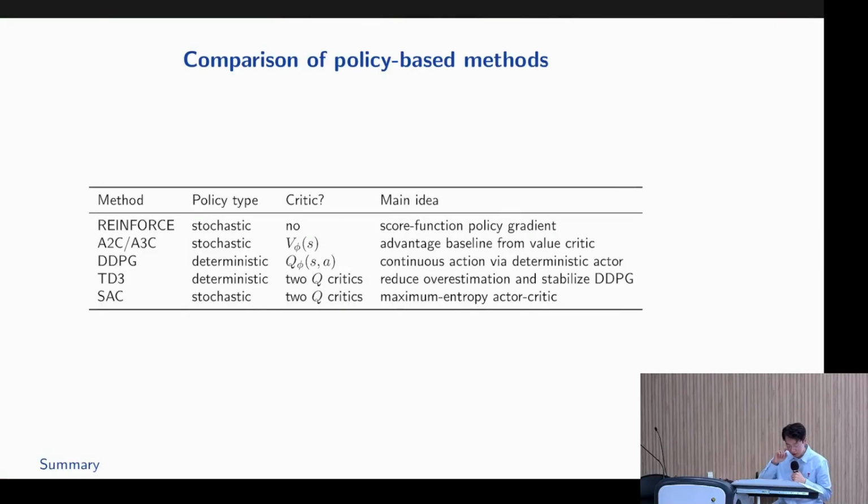So what's the summary? Today we talked about policy gradient methods. We talked about REINFORCE, A2C, DDPG, TD3, SAC. In REINFORCE, there's no critic. And in DDPG, you had the Q. And in TD3, you have two Qs, and you listen to whichever is more pessimistic. And it significantly reduces the overestimation bias and stabilizes the training.